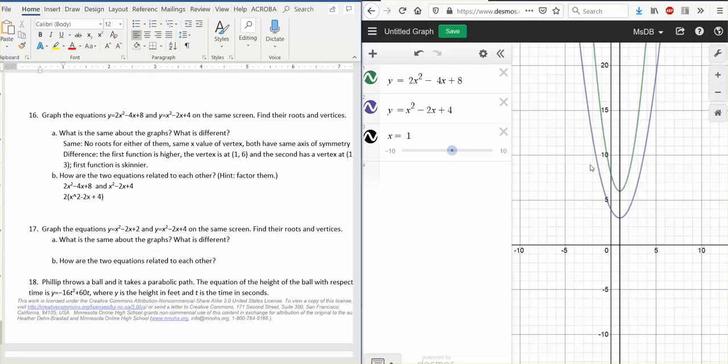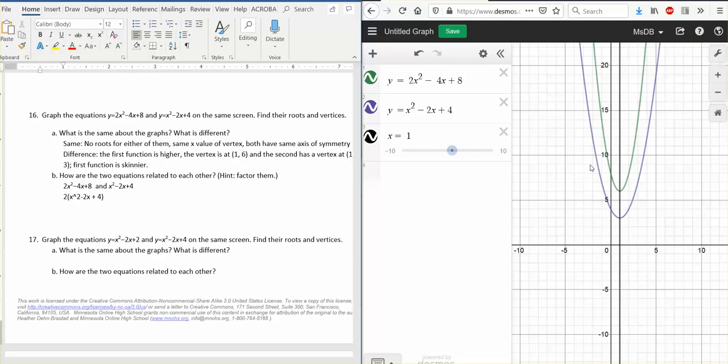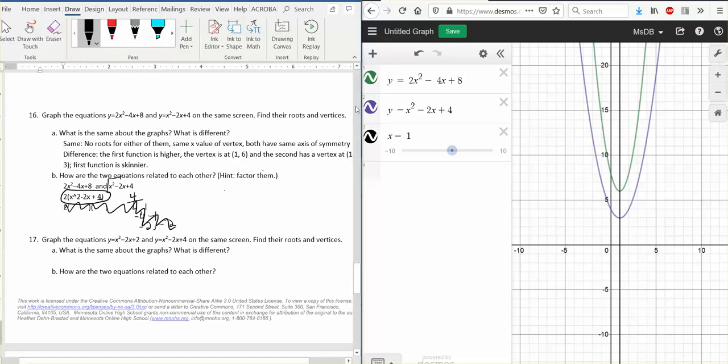This is a trinomial. And I factored out the common factor of 2. Once factored, it was exactly the same as the second equation: x squared minus 2x plus 4. So they're related to each other in that the first is equal to 2 times the second equation or function. If I were just to take this function and multiply it by 2, I would get the first one. So I was trying to do more work than I had to do.